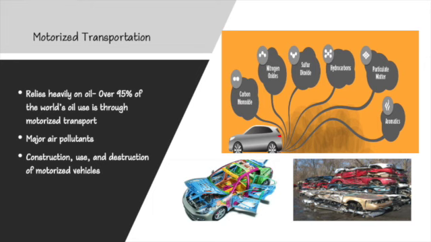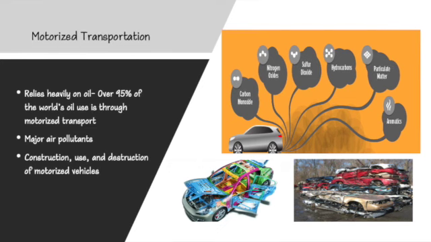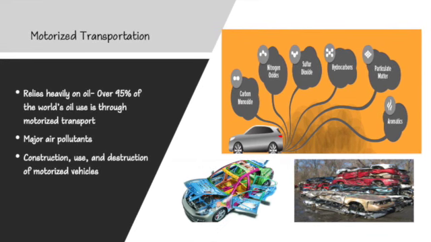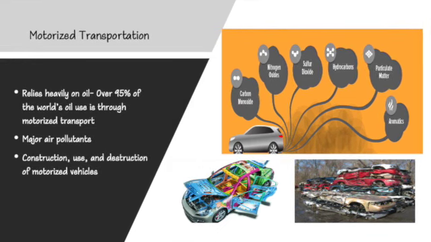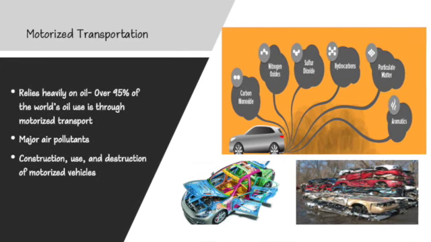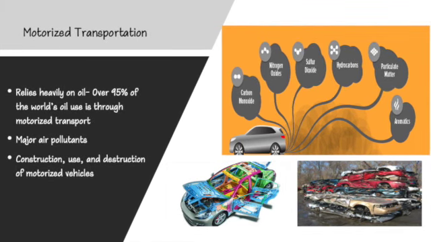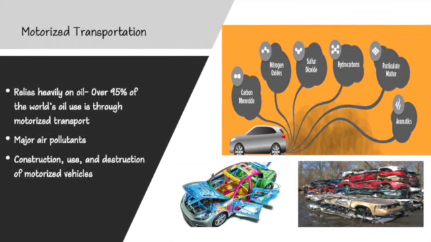One key aspect of transportation that is affecting our climate dramatically is the use of fossil fuels. One example of this is motorized transportation: our cars, motorcycles, buses, etc. These forms of transportation are over 95% dependent on oil and account for almost half of the world's oil use. This number is continuously increasing as time goes on and our population continues to grow.